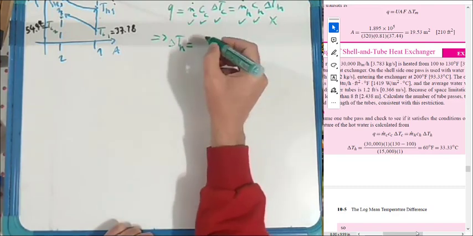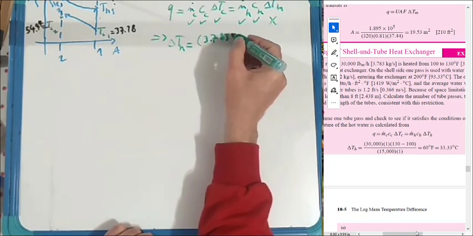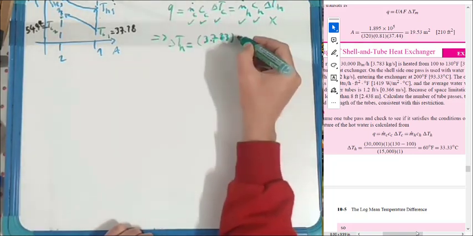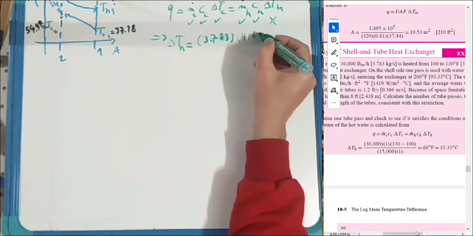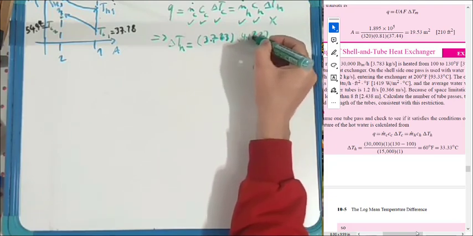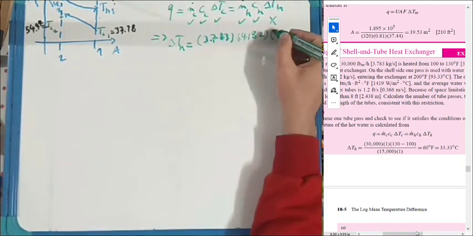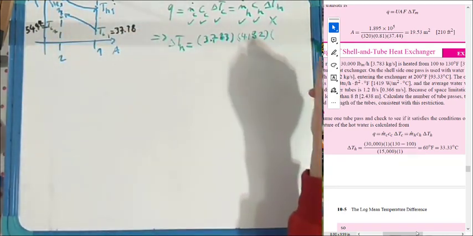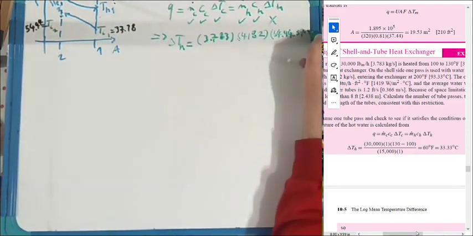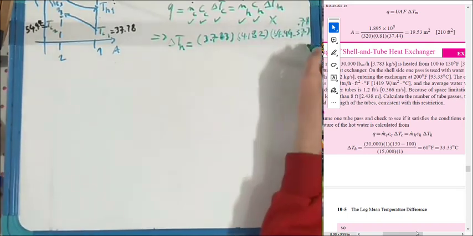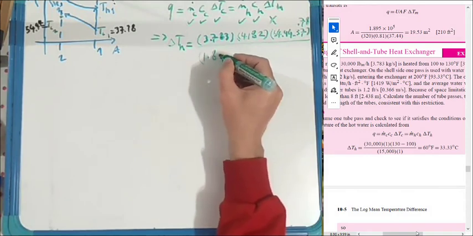Delta TH equals 3.783 kilogram per second for m dot C, multiplied by 4182, which is the heat capacity of water at cold temperature, and delta TC will be the difference between the two temperatures, 54.44 minus 37.78, divided by what? m dot H, which is 1.892.